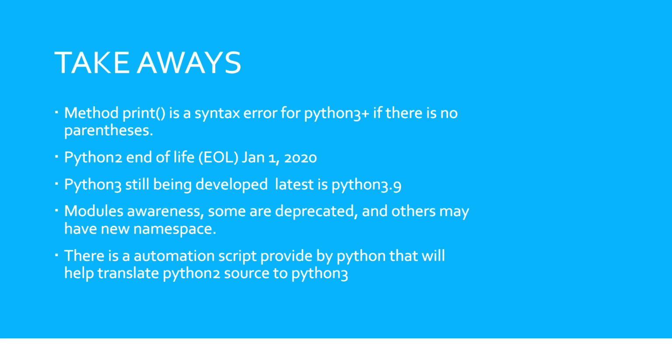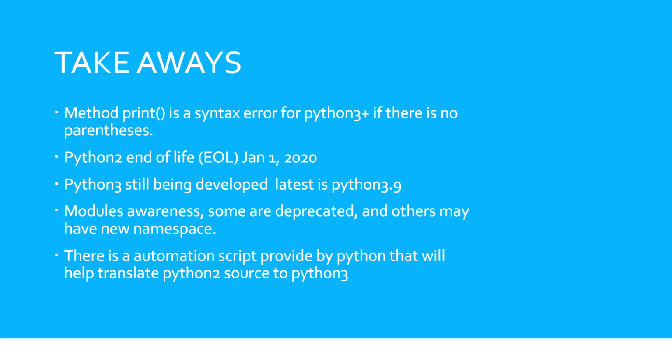The good thing is Python 3 is still being developed. The latest is Python 3.9, which is sort of like a dev branch thing. So it's growing, and it's going to keep growing. It'll be here. So if you want to continue in Python, I suggest just moving to Python 3. It'll be pretty good.